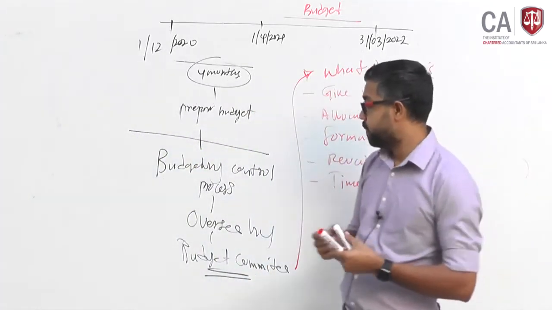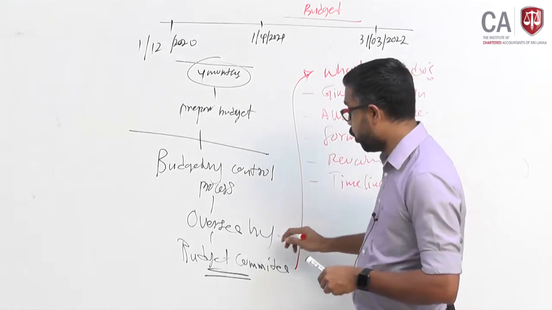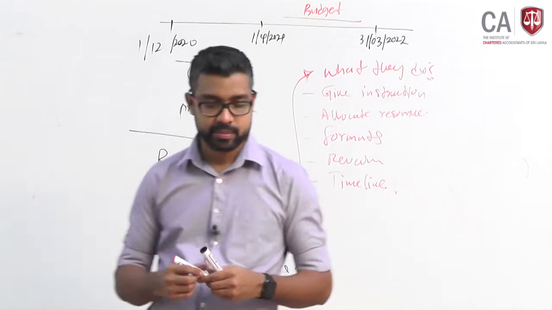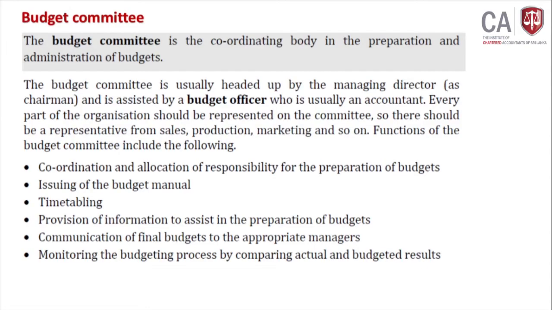They are the set of people who oversee the entire budgetary control process. Now look and read. The budget committee is a coordinating body in the preparation and administration of the budget. The preparation and administration, everything they control, oversee, and coordinate. That is what we call a budget committee.